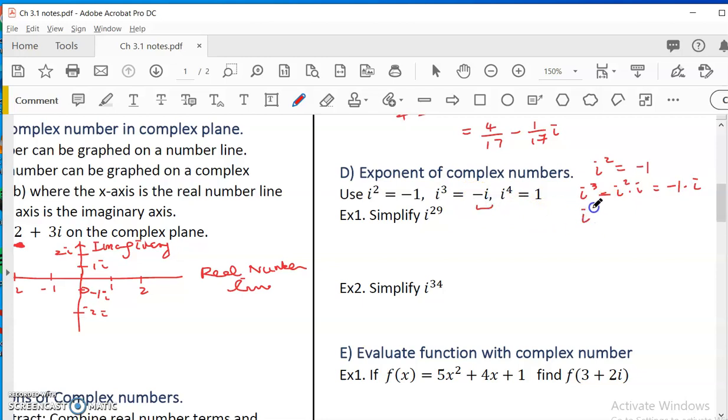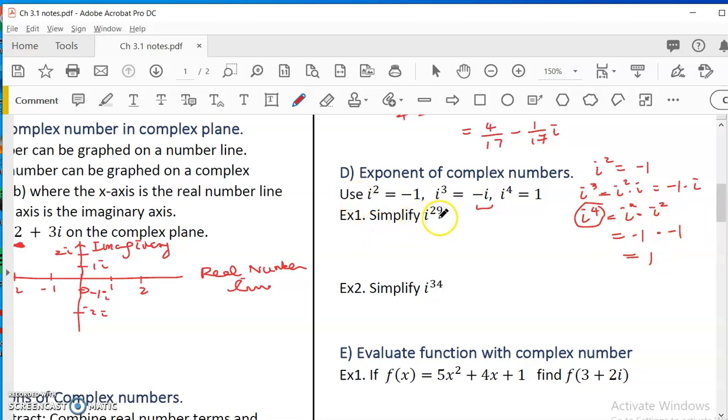But what about i to the 4th? i to the 4th is i squared times i squared, right? Because I have 1, 2, 3, 4 multiplied together. Every i squared is -1, and -1 times -1 is just 1. So i to the 4th is very good, because if you multiply i to the power 4, it's just 1.